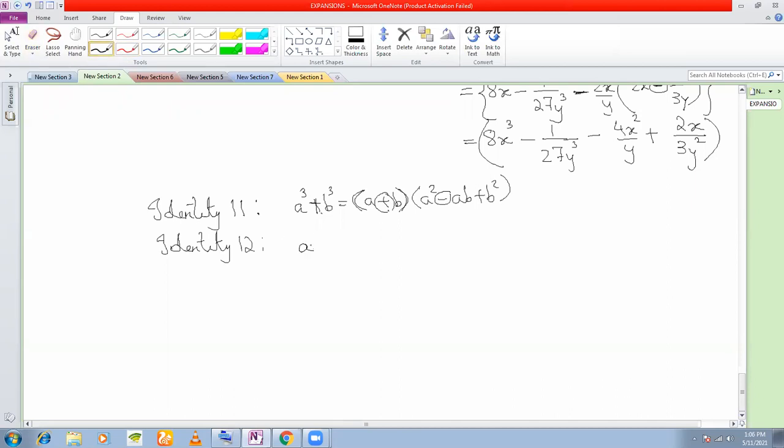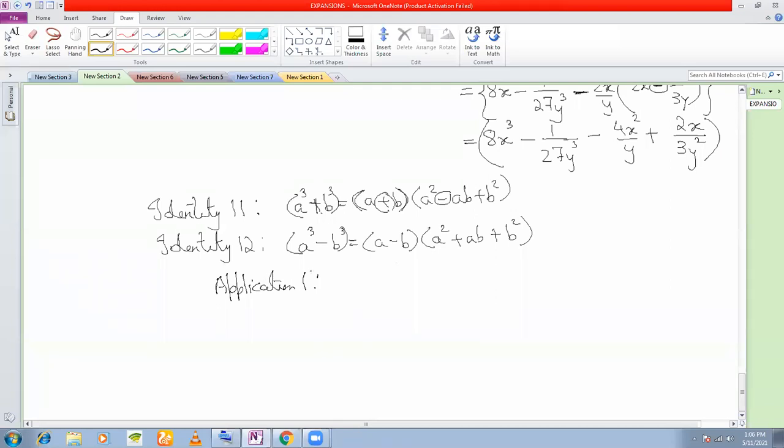Similarly, if you want to write a cube minus b cube, because you have a minus sign here, we'll give a minus sign, a minus b. And because you have a minus sign here, this sign will become a plus sign here, opposite of this sign. So this is how you will remember these two identities. Let us see applications of these two very important identities. This is very, very important. In fact, among all identities, I consider these two to be the most important. Application 1.